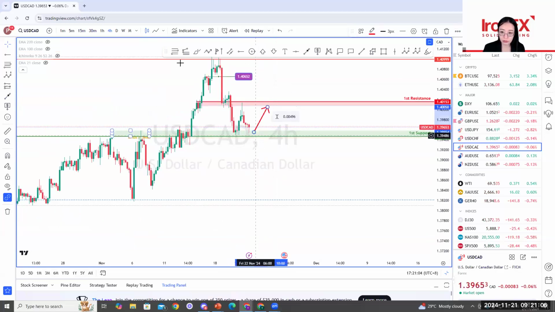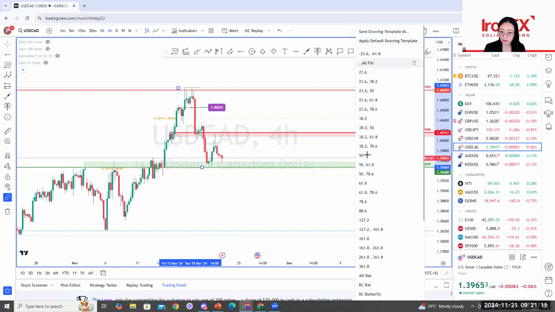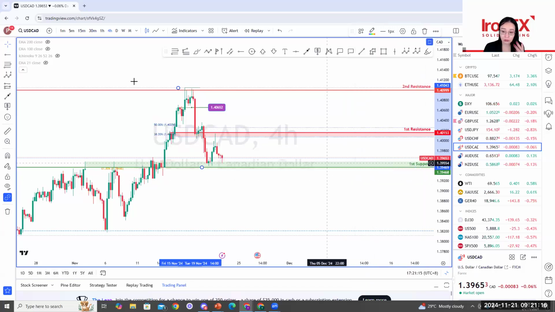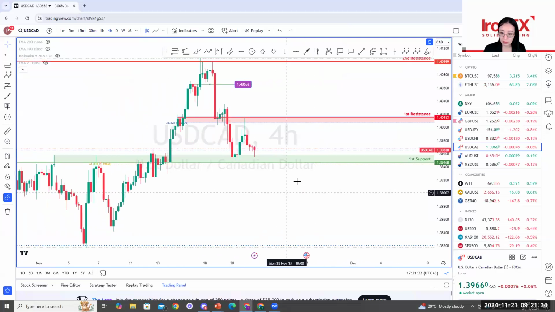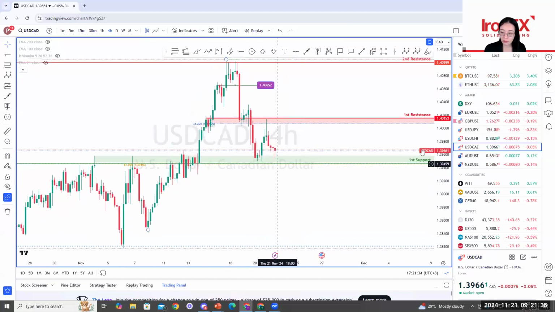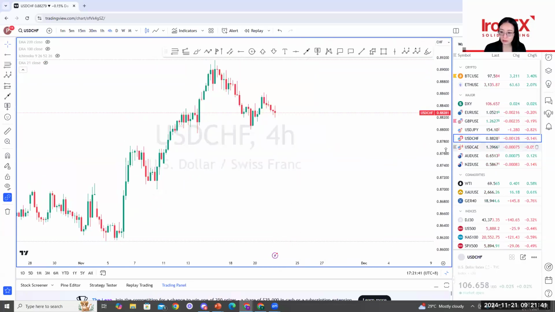Now we could use Fibonacci. It should be 50%, slightly 50 to 38.2. So now you can see that price reverses from 38.2%. Is this the zone? Do you see this? Do you see this bounce off because the dollar is also rising? So it's just ranging.